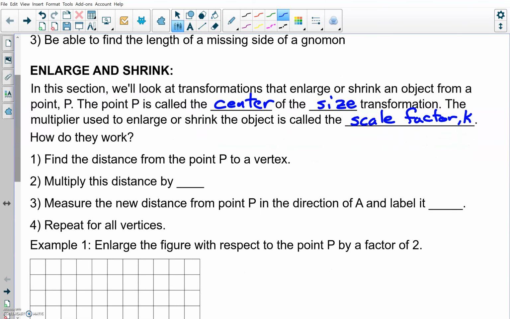How do they work? Well, you find the distance from the point P to a vertex, and I'm going to just call this A for lack of better notation. We're going to multiply that distance that we just measured by K, and then you're going to measure the new distance from point P in the direction of A. You're going to either go towards A and stop short if you're shrinking it, or go towards A and go past it if you're enlarging it. You're going to label that new point, scaled up or scaled down by K, A prime. And then you repeat this for all the vertices.